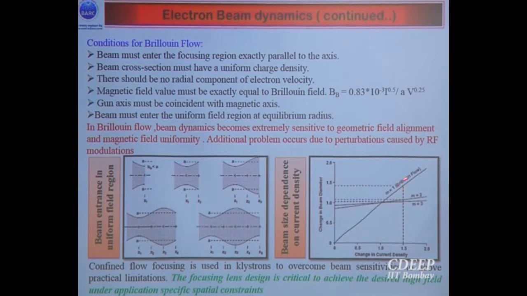But that we cannot allow, because of RF demodulation there will definitely be a change in the current density. So that's why we go for a confinement factor. That is the factor by which we are increasing the Brillouin field.